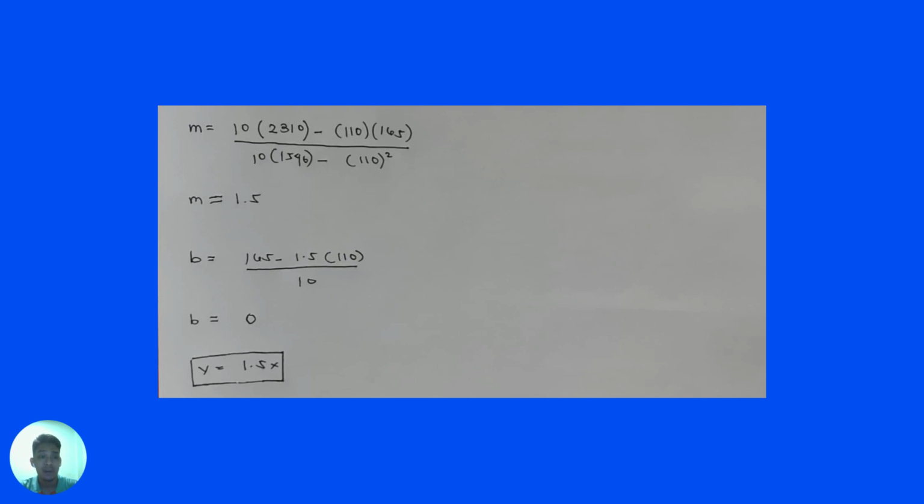Since we already have our m, we can now calculate for our b. So b is equal to 165, which is the summation of y, minus 1.5 times the summation of x, all over n, or 10. Using our calculator, this will give us a result of 0. Since we have a value of 0, this leaves us with an equation of y equals 1.5x. To verify our answer, let's plug in our x values.